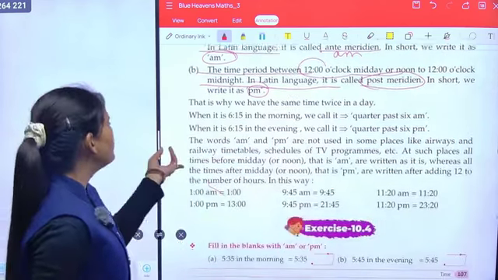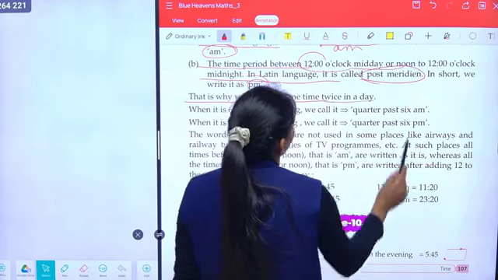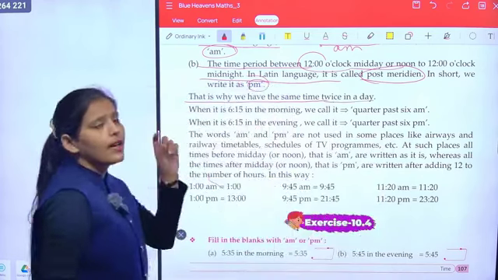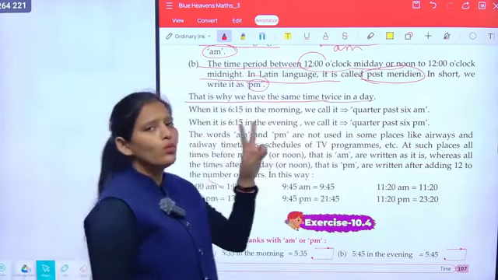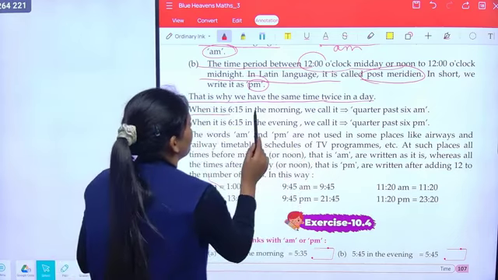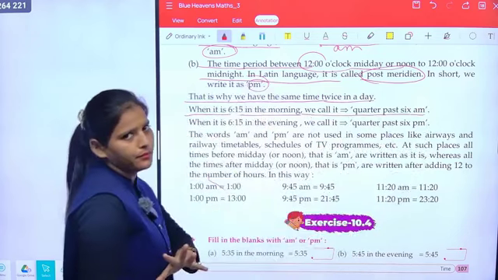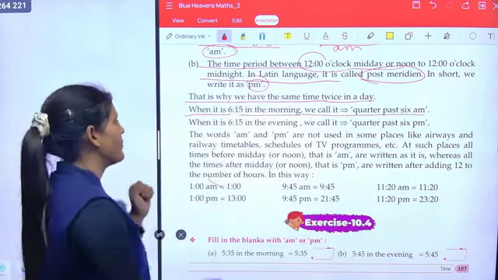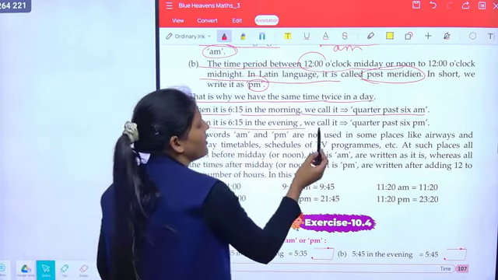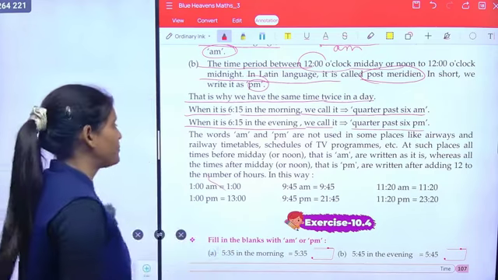Understood? Now that is why we have the same time twice in a day. That is why our time occurs twice in a day. When it is 6:15 in the morning, we call it 6:15 AM. When it is 6:15 in the evening, we call it 6:15 PM.